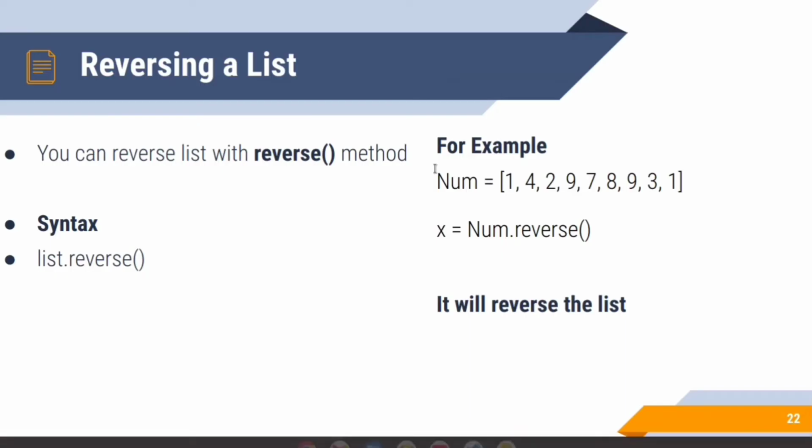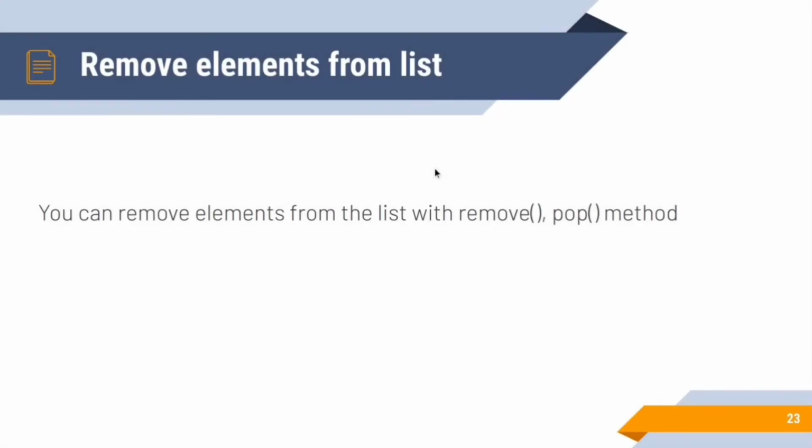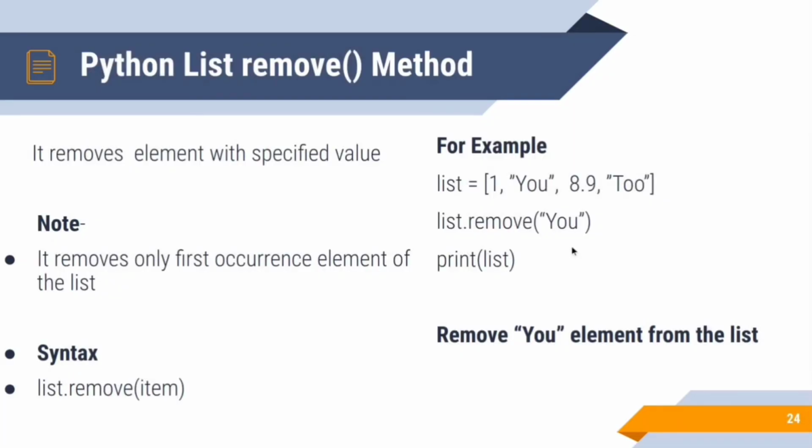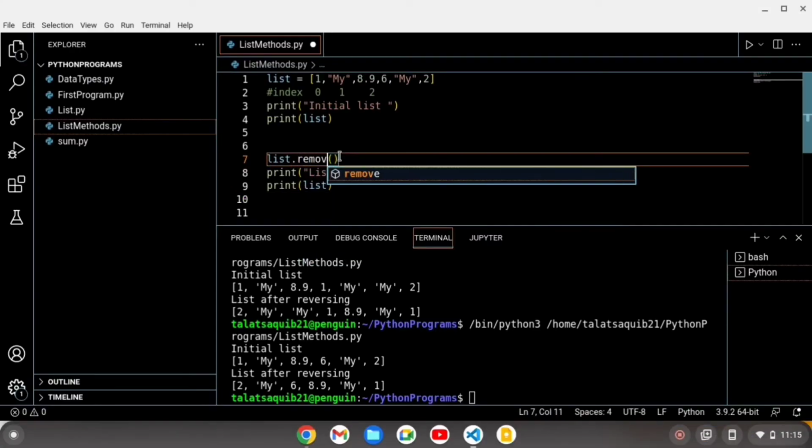Okay, got it. Next, how we can remove an element from the list. We can remove elements from the list with the help of the remove and pop methods. Let's see how they work. First, the remove method removes the element with the specified value. Note that it will remove only the first occurrence of the element. So list.remove(item). Let's see in the editor: list.remove and enter the element you want to remove.